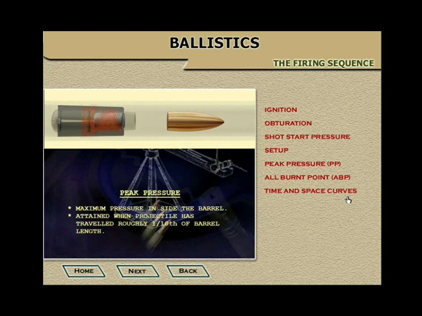Peak pressure. This is the maximum pressure generated by the gases in the bore. It is attained when the projectile has travelled roughly 1/10 of the barrel length. After this, the rate of increase of space in the barrel is greater than the gas generation and the pressure falls. The approximate value of peak pressure is 22 tons per square inch and is attained in 0.5 milliseconds.